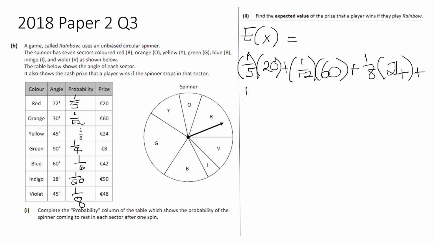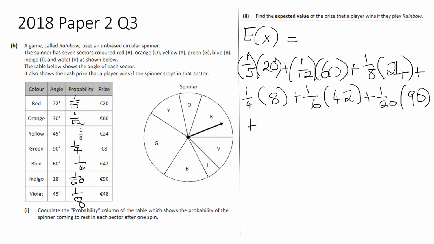And then we have 1/4 by 8. And then we have 1/6 by 42. And then we do 1/20 by 90. And then you do 1/8 by 48. Okay, so put brackets around them if you want, just to show that you are multiplying them, but it is not necessary, okay, but you can. Then you put that all into your calculator and you will get an answer of 3150.